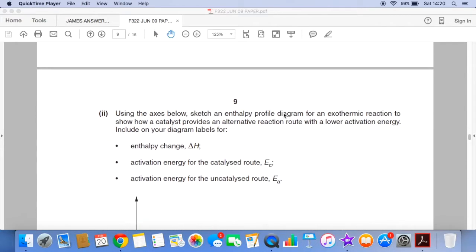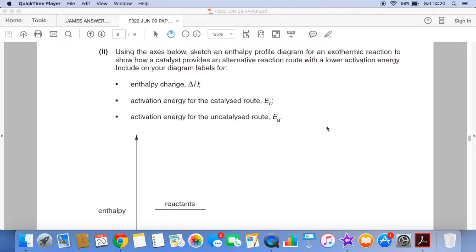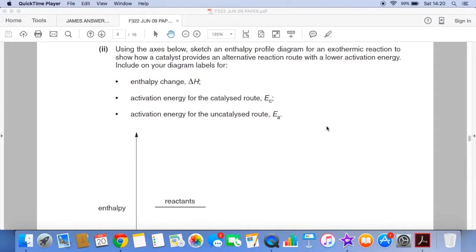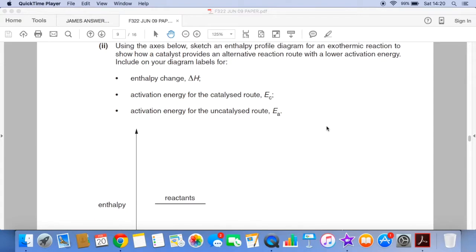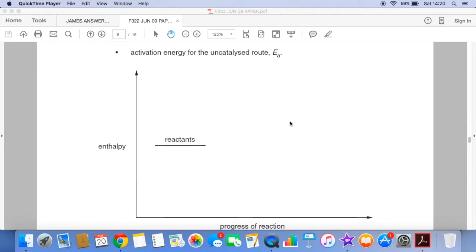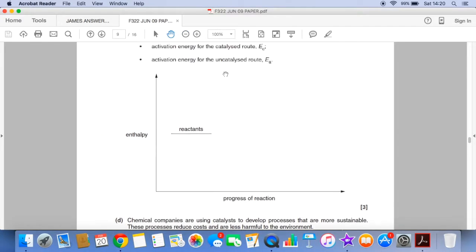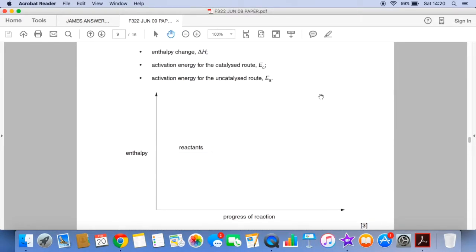We've got to draw a diagram now using the axes below. Sketch an enthalpy profile diagram for an exothermic reaction to show how a catalyst provides the alternative route with lower activation energy, and we have to label these three things on our diagram. So there's the axes there. Let's make this a little bit smaller so you can see everything. So there it is there.